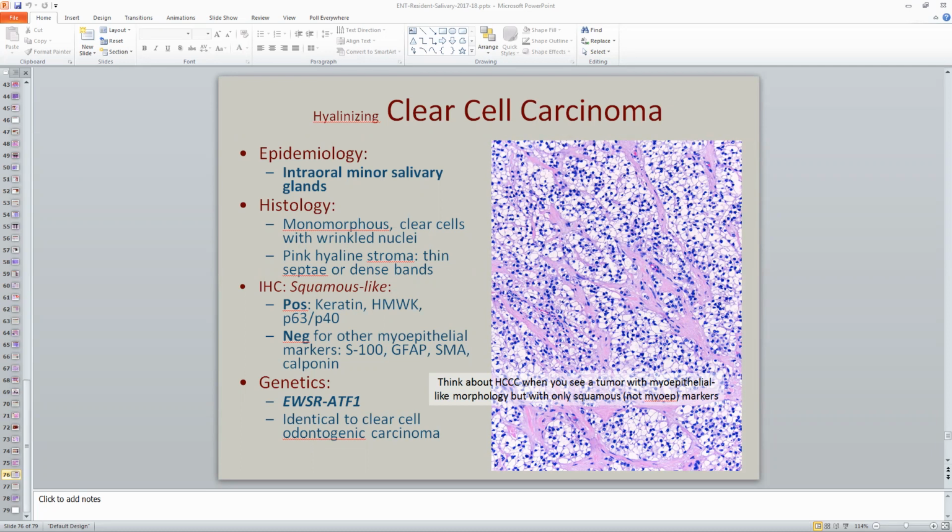So they're essentially these sheets of cells with extremely clear or pale eosinophilic cytoplasm, these wrinkled nuclei, these bands of pink hyalinized stromal material kind of coursing between the nests. They almost stain identically to a squamous cell carcinoma, but they have a very specific genetic rearrangement of EWSR1-ATF1, and this rearrangement is present both, again, in the odontogenic and in the salivary locations. So another tumor to be mindful of, that's a rare variant, but interesting and can be genetically sorted.